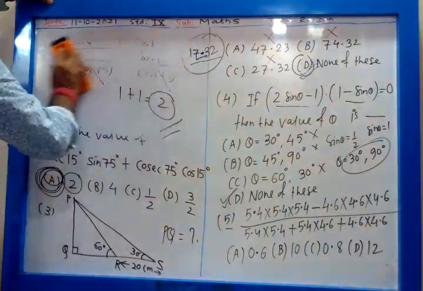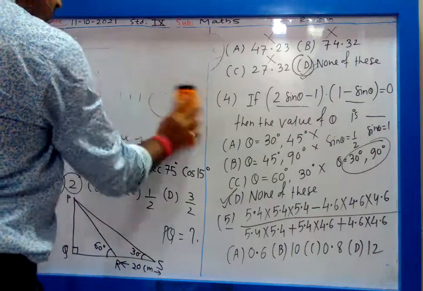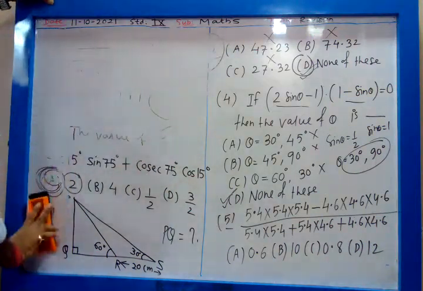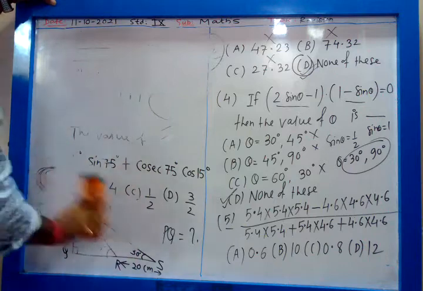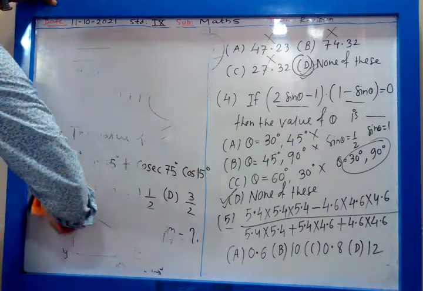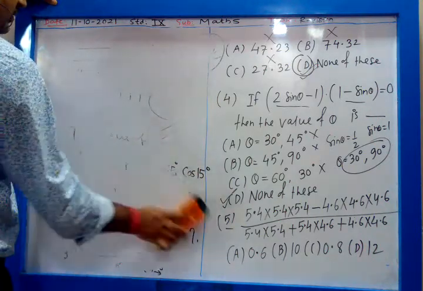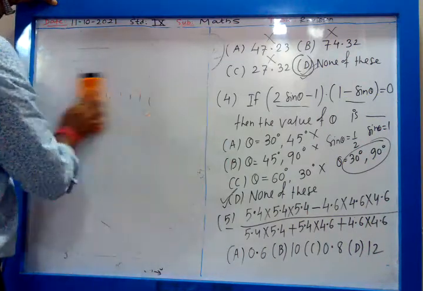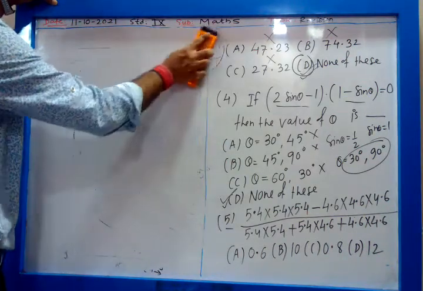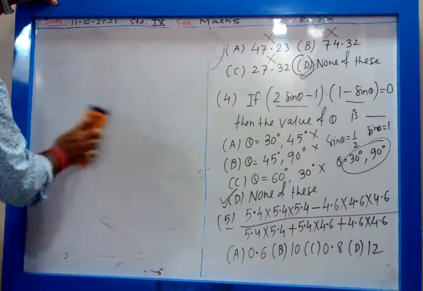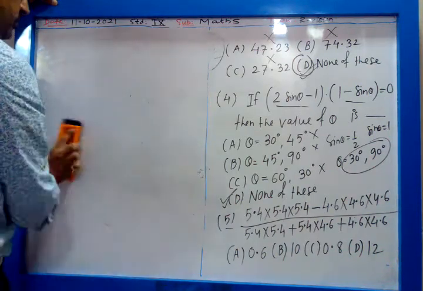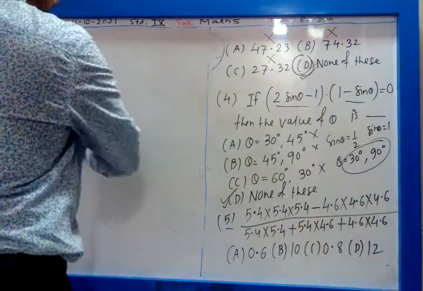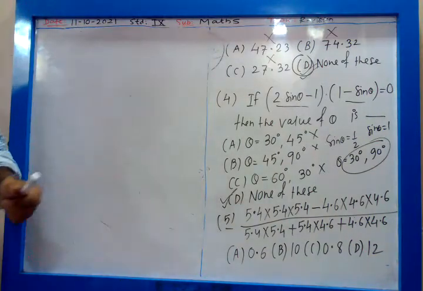Option D is the correct option, because you want both 30 degree and 90 degree. 30 degree is there, but along with that 30 degree there should be 90 degree, and 30 degree, 90 degree is none of the combination. So the correct option is B. Chalo, send me the answer of the fifth.